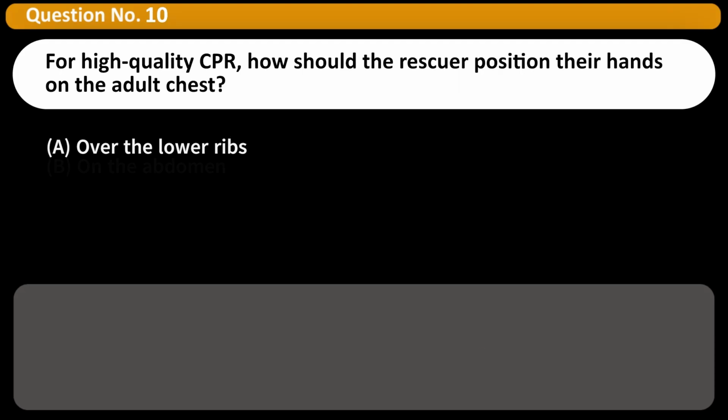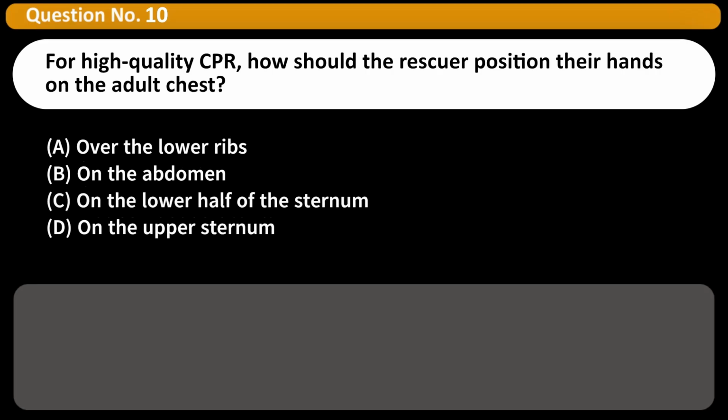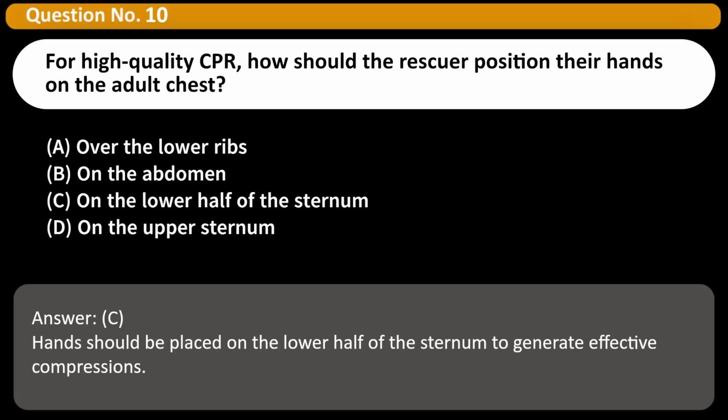For high-quality CPR, how should the rescuer position their hands on the adult chest? A. Over the lower ribs. B. On the abdomen. C. On the lower half of the sternum. D. On the upper sternum. Answer: C. Hands should be placed on the lower half of the sternum to generate effective compressions.